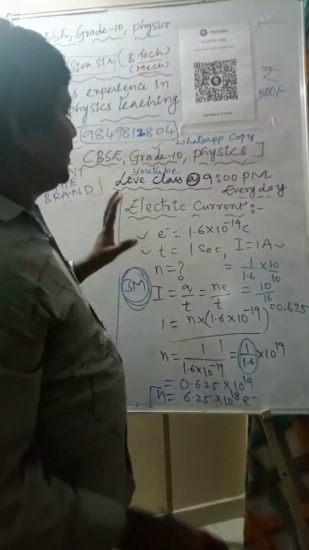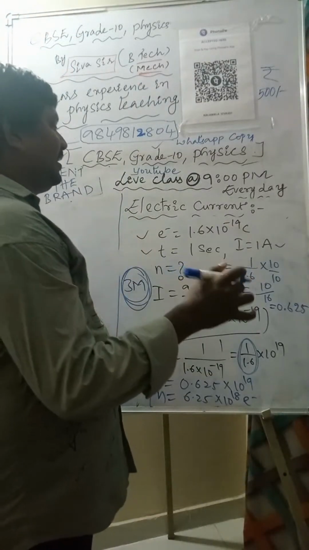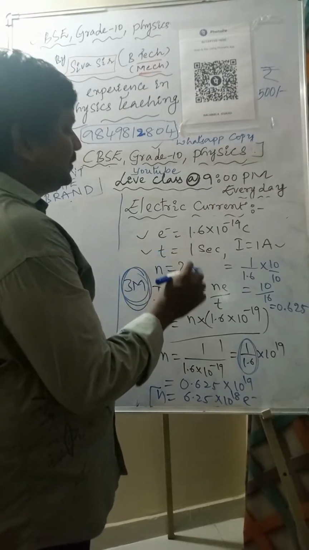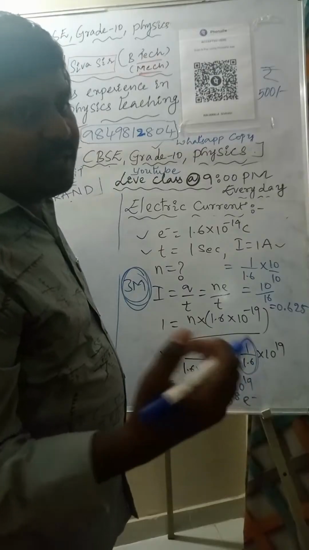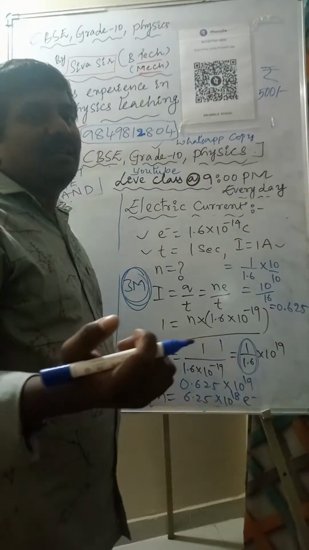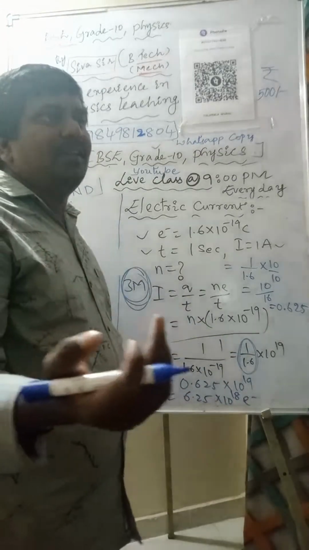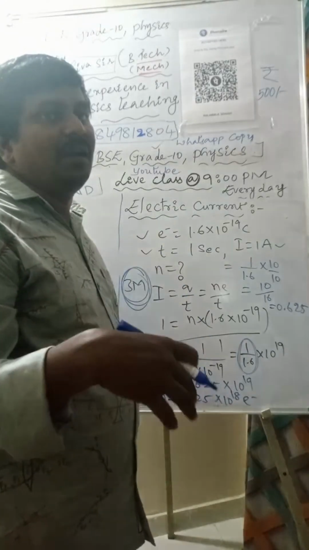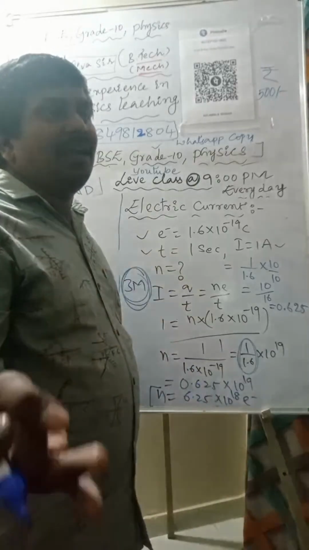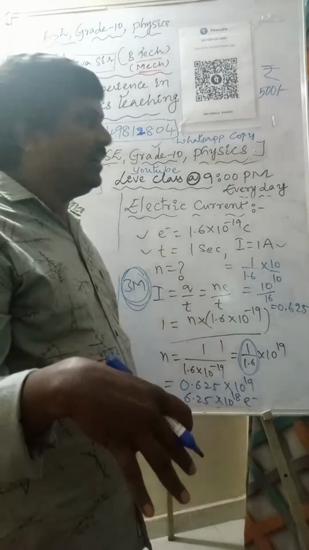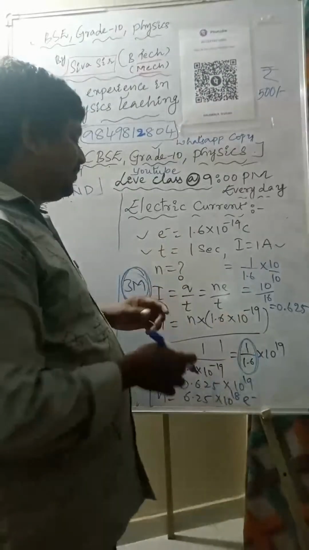So based on electric current, that is nothing but I equal to Q by T. So this is the formula, and still a few more questions are there. Sometimes they will give number of electrons, current, and time, and we have to find out E value. Sometimes N value, E value, T value will be given, and they will ask the current. So like that, there are a number of ways.